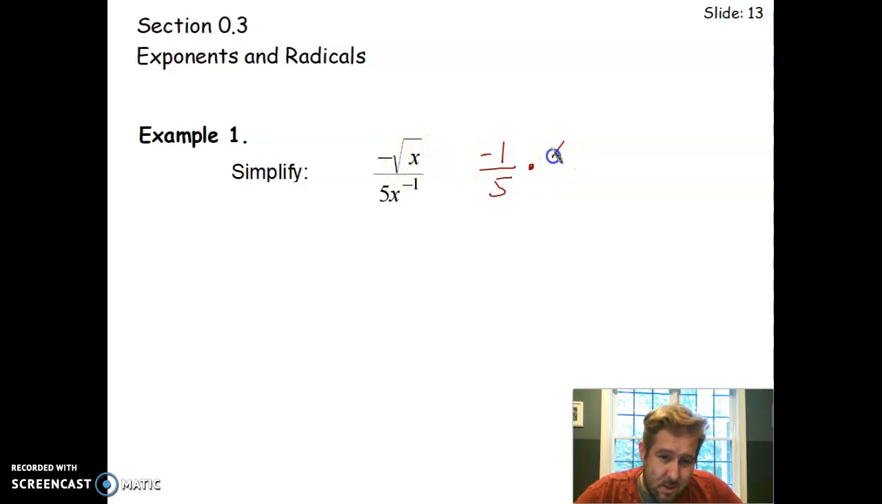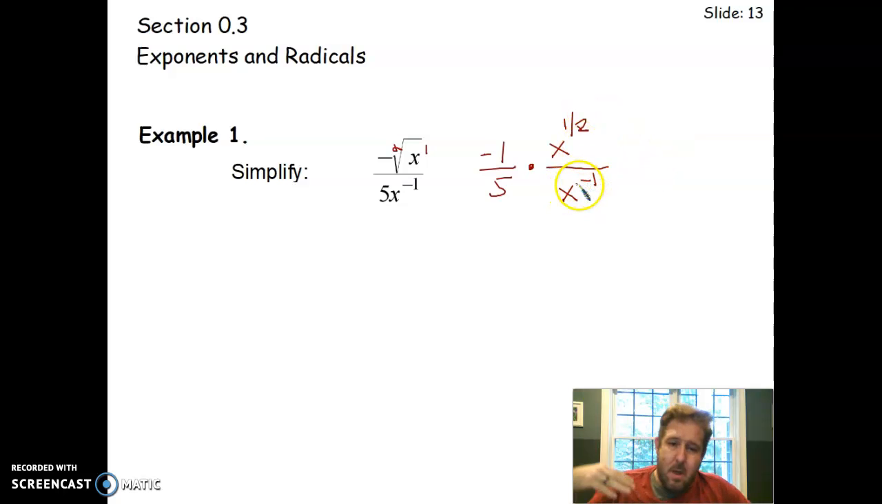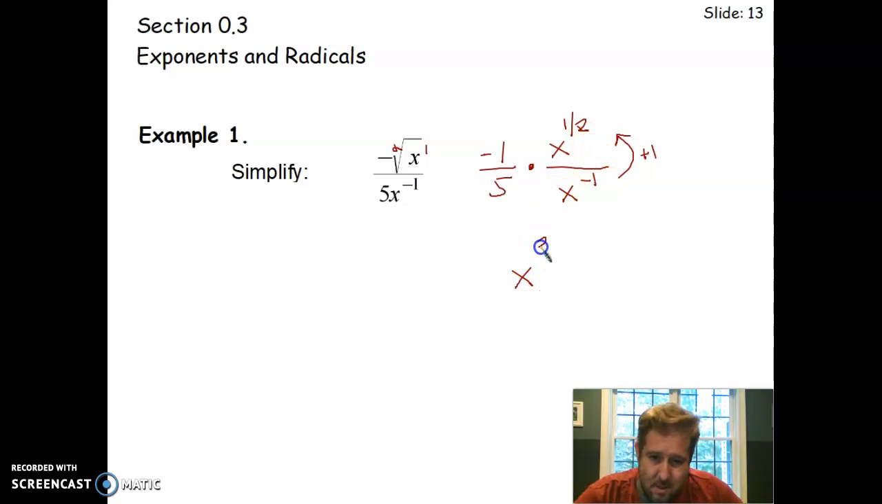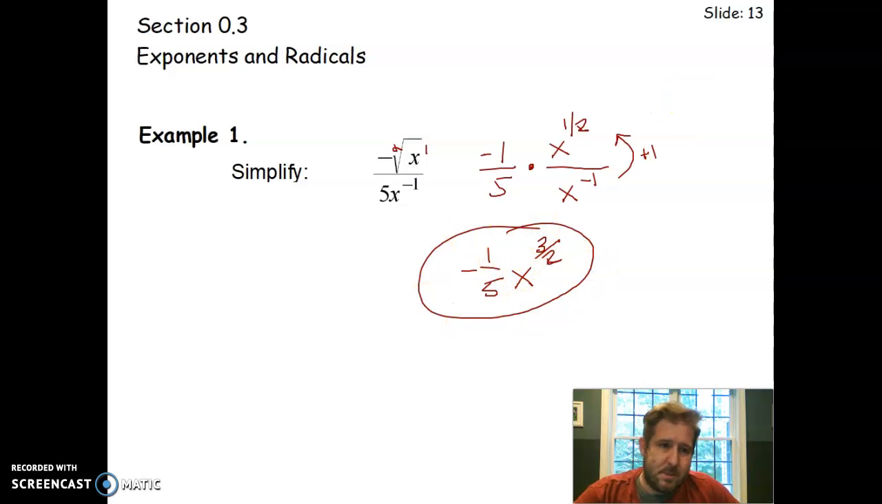So the square root of x, as I talked about in the last one, is really x to the 1/2 power, because it's x to the 1 and 2 is the index of the square root, so it's x to the 1/2 power over x to the negative first. Now, x to the negative first on the bottom moves up to the top and becomes plus 1, because it becomes the opposite. So 1/2 plus 1, where 1 is really 2 halves, 2 halves plus 1 more half makes 3 halves. So we end up getting x to the 3 halves. And then we still have that negative 1/5, and that's as far as we can take it. So that is our answer, simplified.